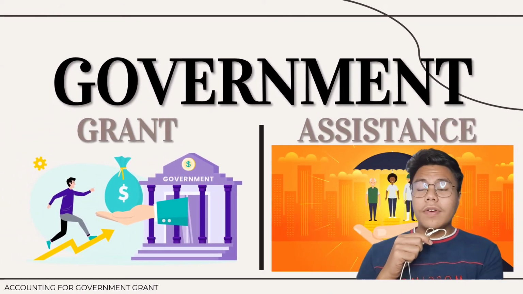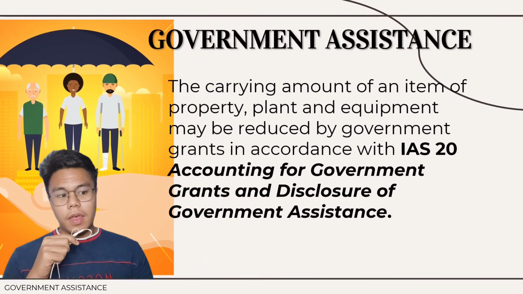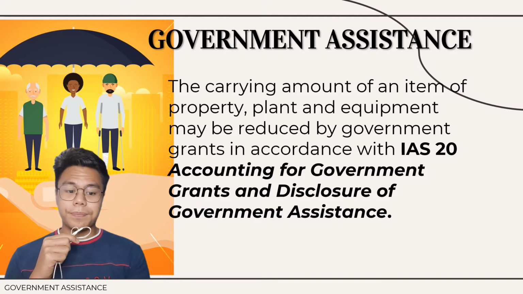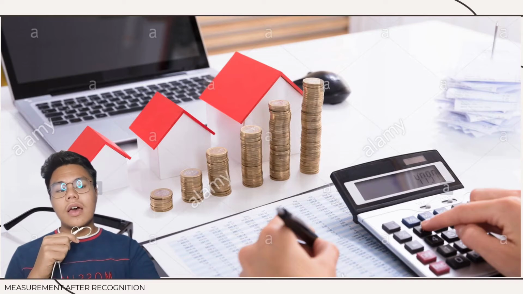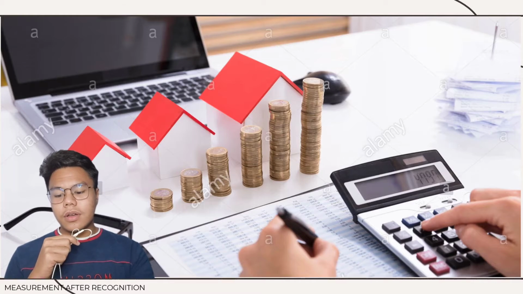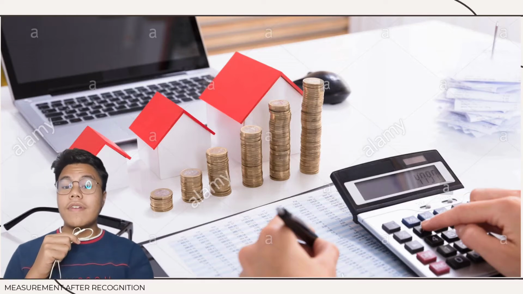Next, we will talk about the government assistance. What is government assistance? Government assistance is the carrying amount of an item of property, plant, and equipment that may be reduced by the government grants in accordance with International Accounting Standard number 20, accounting for government grants and disclosure of government assistance. And so these PPEs are actually considered through two models, and those are the cost and the revaluation model.